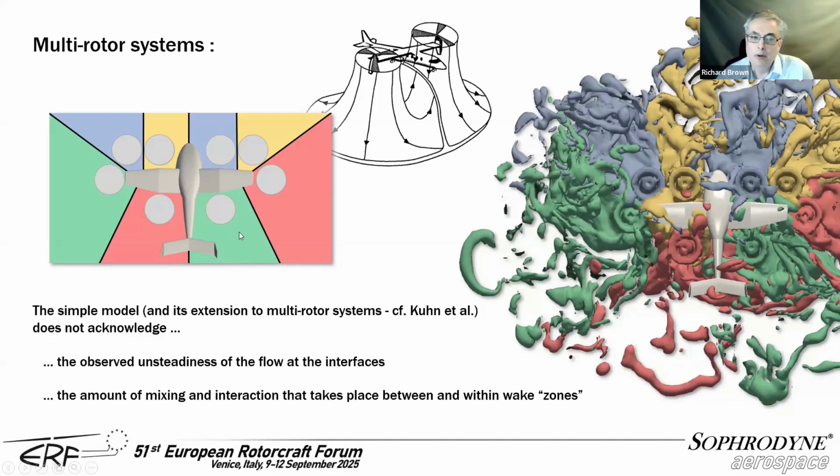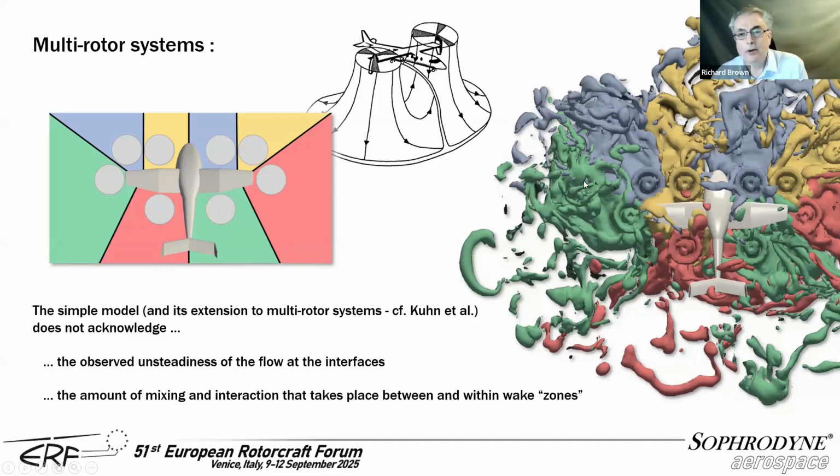And in fact, this model was quite heavily developed in the 1960s and 1970s and was applied in various jet lift systems with various measures of lack of success, unfortunately. So what this particular approach doesn't really acknowledge is, first of all, the observed unsteadiness of the flow at the interfaces and the amount of mixing and interaction that takes place between and within these different wake zones. And this is just a snapshot of the flow below one of these 8-rotor vehicles. And you can see just how complex and mixed up and unsteady the flow happens to be in the outwash below a vehicle like that, as predicted by our simulations.